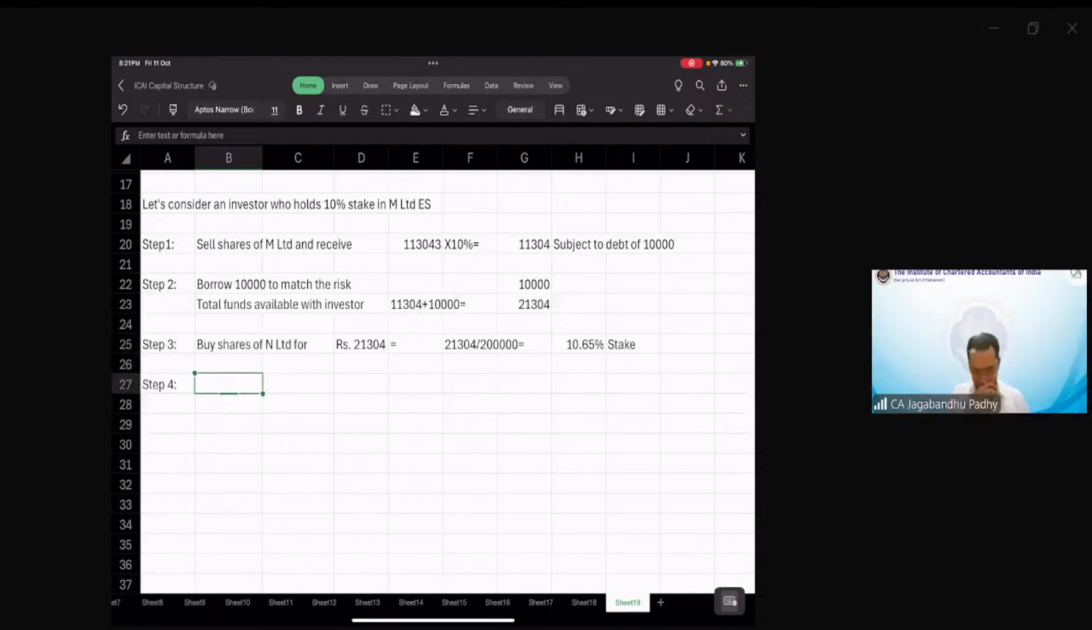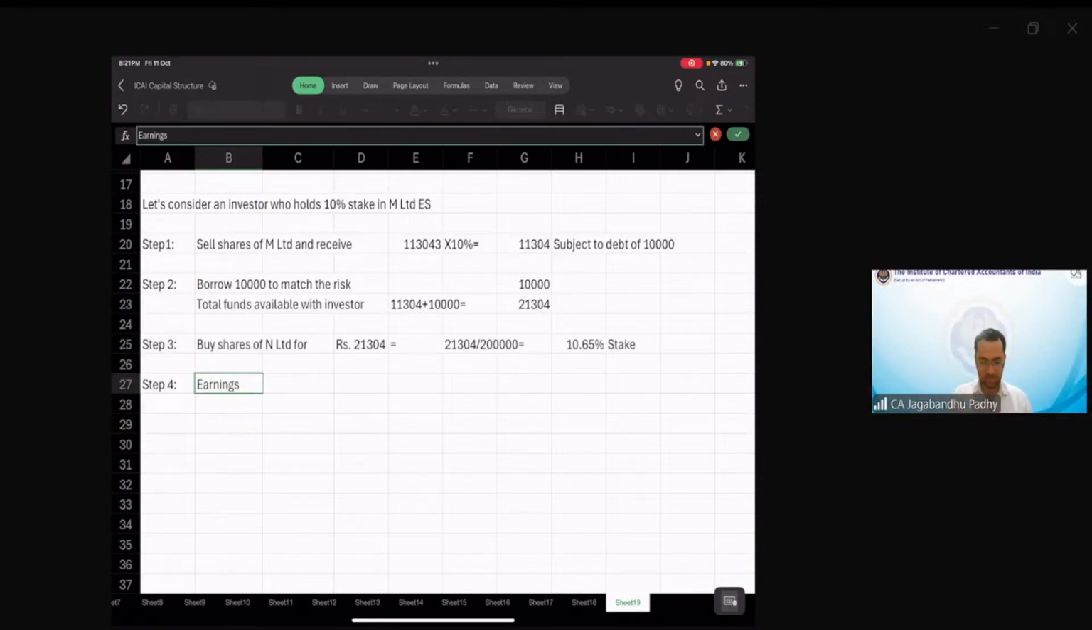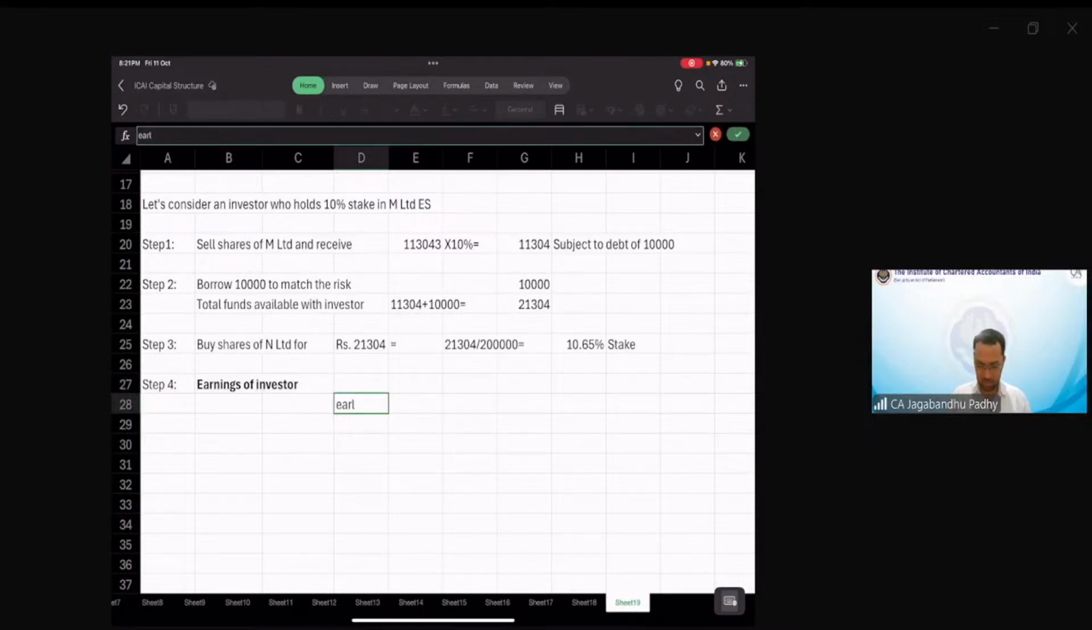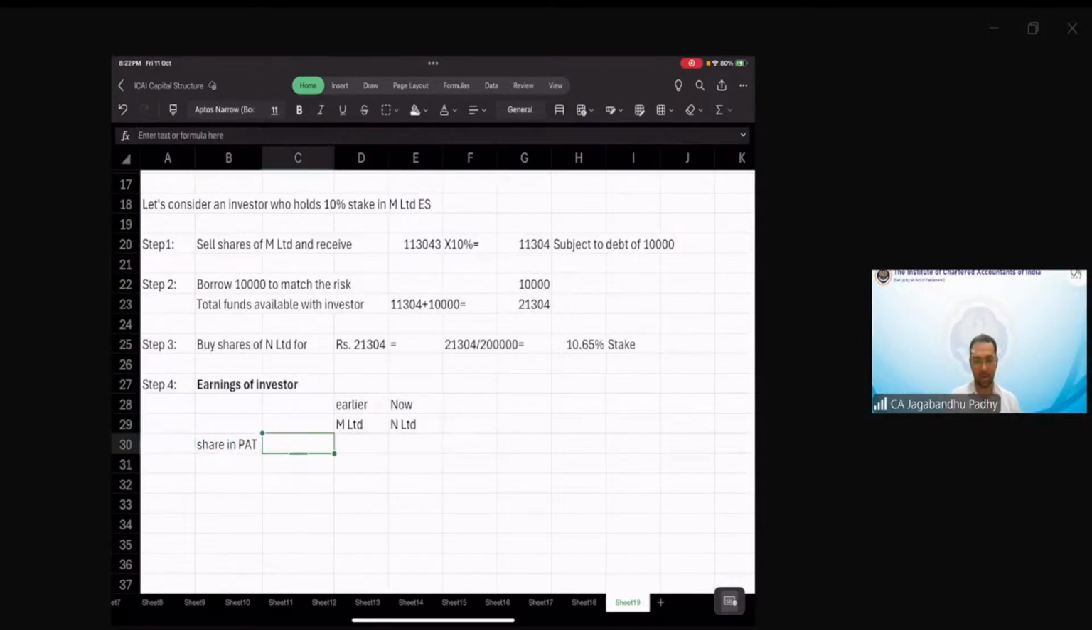Now, what's the result? We want to know the earnings of the investor under both situations, when you were invested in M Limited and when you are now invested in N Limited. So what was the share in PAT that we had? In case of M Limited, share in PAT was 10%, and now the share in PAT will be, of course, 10.65%.